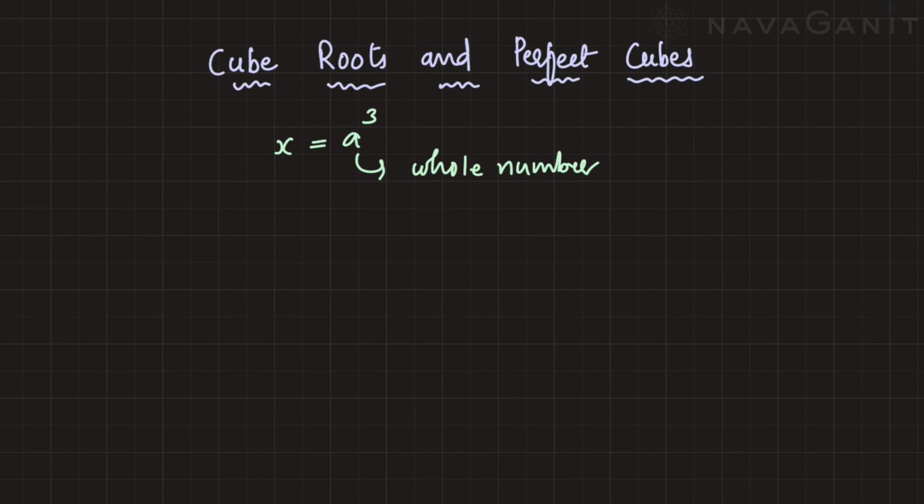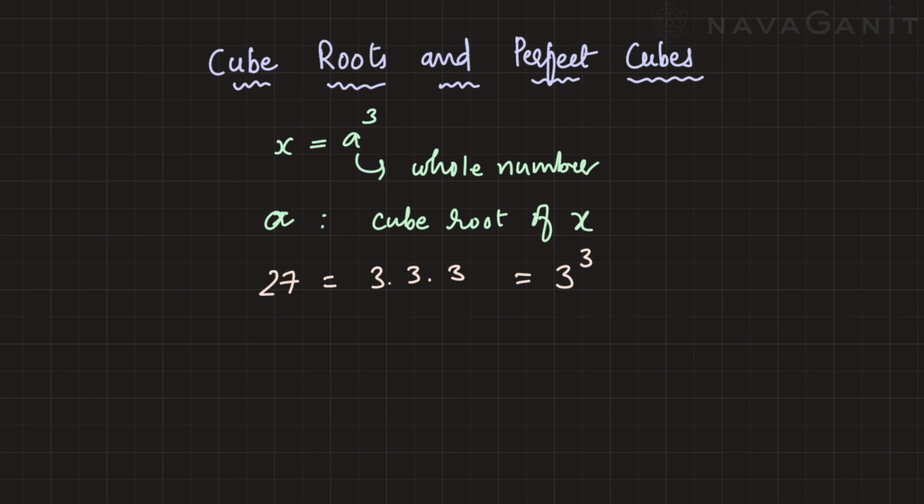And in this case, a is called the cube root of x. For example, say we have 27. This is nothing but 3 multiplied by 3 multiplied by 3. That is 3 cubed. So 27 is a perfect cube because I'm able to write it as the cube of a whole number.